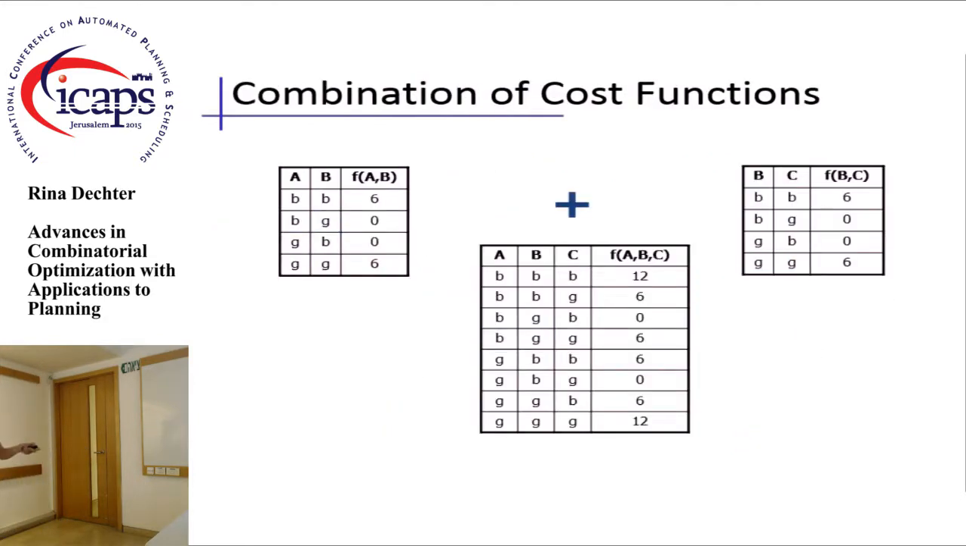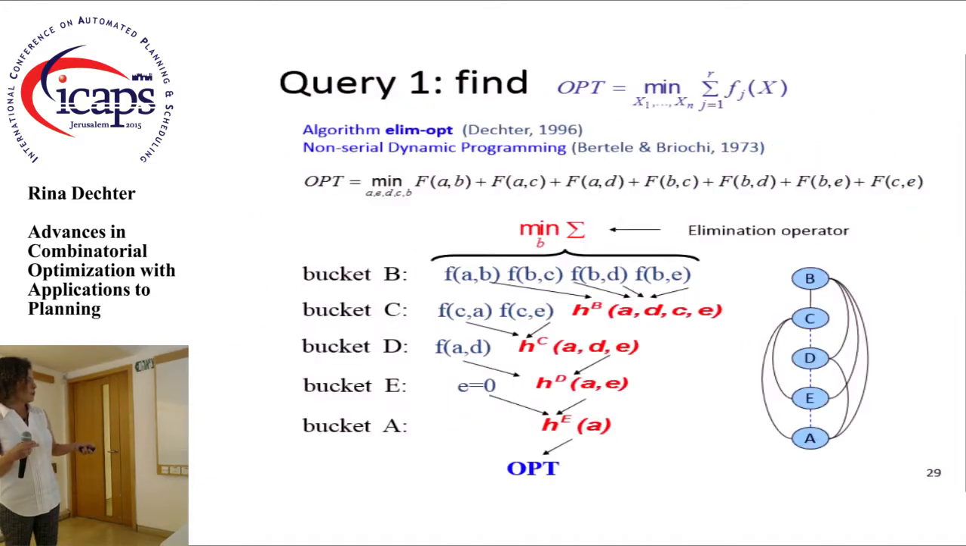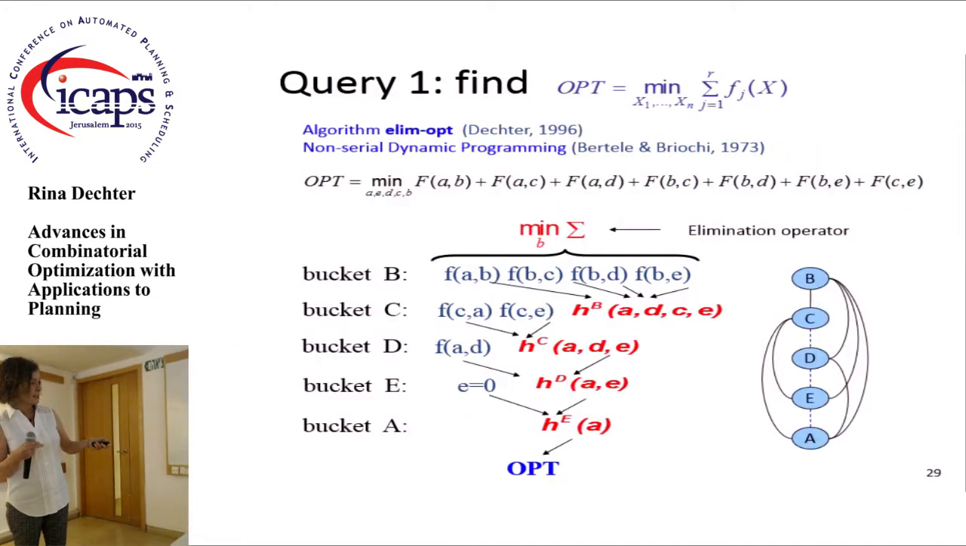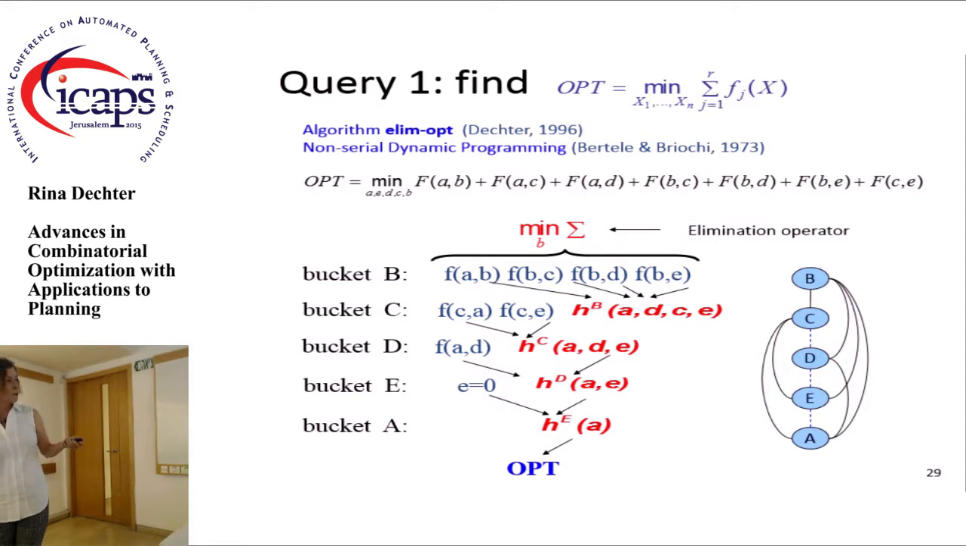Actually, the graph is already here. You saw the processing of the variables in this order, and the solid arcs are the arcs of the primal graph. When I'm processing the bucket of B, the complexity is determined by the number of variables in this bucket. I have to solve a problem that has four variables, so it will be exponential in four. By looking at the graph and the number of back edges, I can see what this number of variables would be.